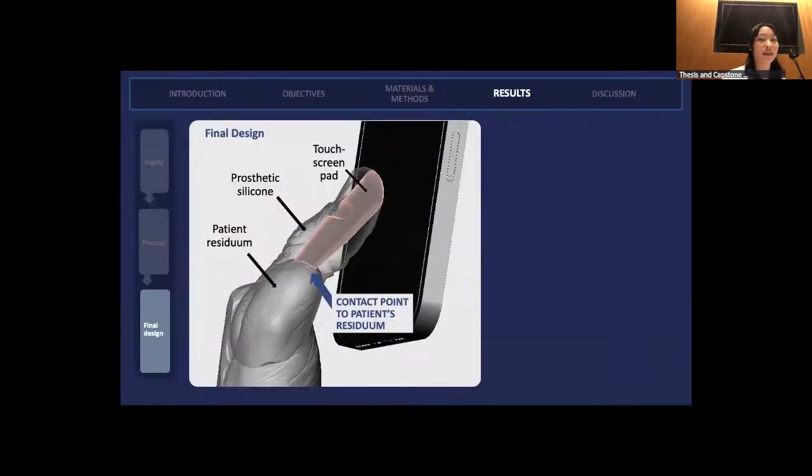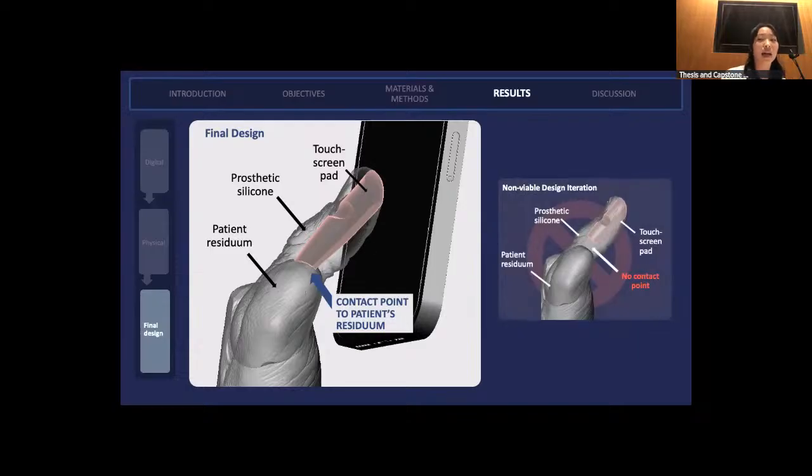Then, for our design, a notable discovery was the inclusion of a contact point between the patient's residuum and the conductive silicone. This allows the device to function similarly to touchscreen gloves, in which the conductive material allows for the transfer of electricity from the patient. This resulted in a higher sensitivity and reliability of the touchscreen pad compared to our starting design.